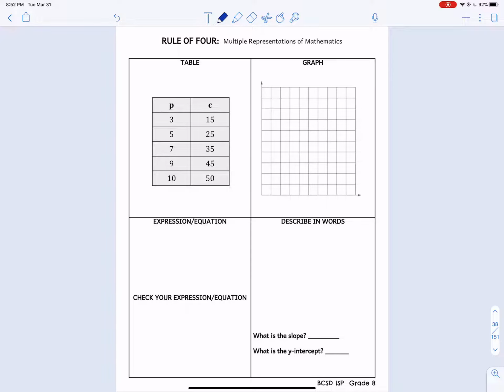So we have a table, and we need to find the slope from a table. So we're going to look at the rate of change. So this is x, this is y. What is our rate of change? So 15 to 25, that's adding 10. Just make sure that's also adding 10. Okay, on the x side, we're adding 2, adding 2. So our slope, change in y over change in x. Change in y is 10, change in x is 2. That's 5 over 1, or just 5.